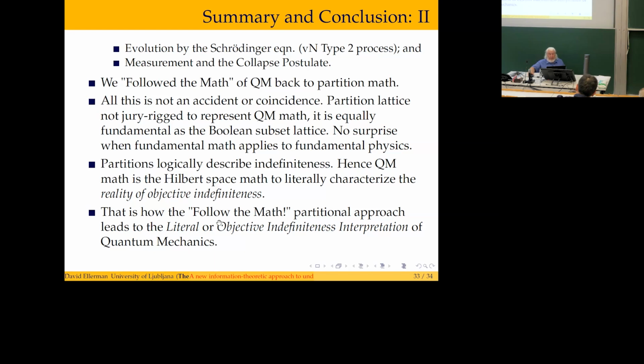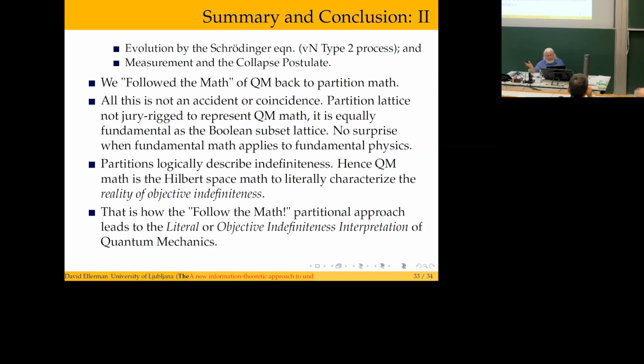Shimony called this the literal interpretation. I would call it either that or the objective indefiniteness interpretation of quantum mechanics. It's a realistic interpretation. It gives you a skeletonized image of what it looks like when you skeletonize the thing, so you build up some imagery. It's based on throwing away the wave imagery, which is always there anyway and has nothing to do with quantum mechanical reality. And it shows the specific mathematics of quantum mechanics, not the physics.